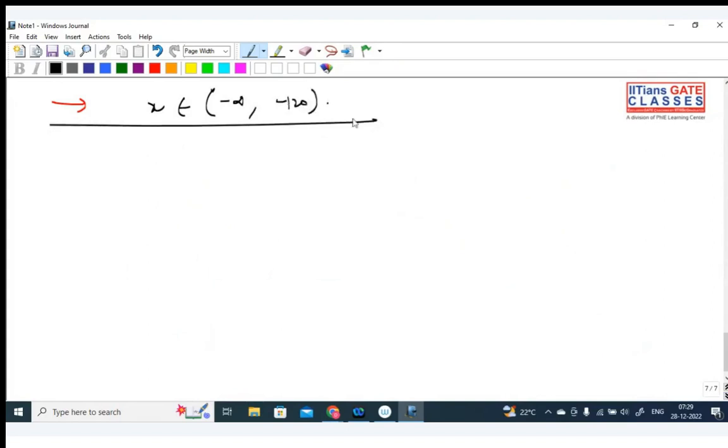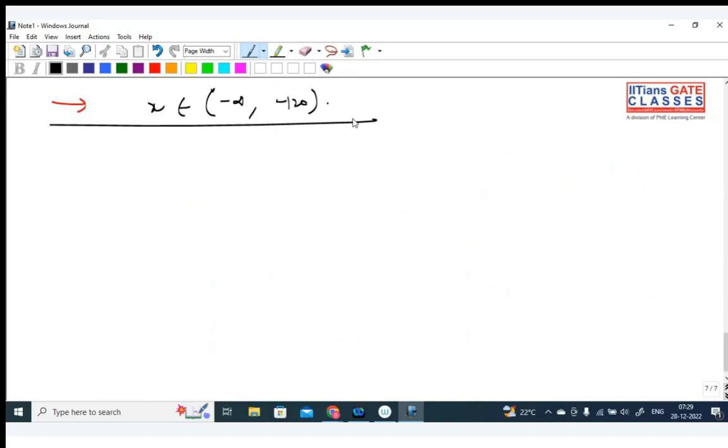And a few things I have told you: the sign of inequality changes on multiplying or dividing by a negative number, and never cross multiply a variable quantity. Cross multiply a variable quantity only when the sign of the number is known. That you should know.